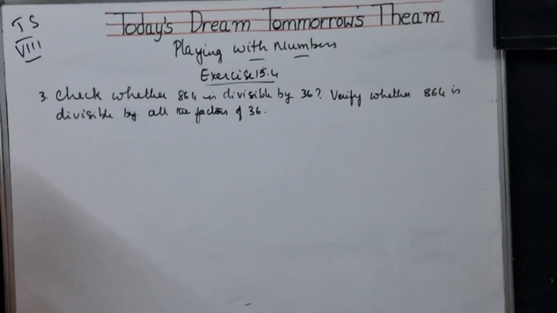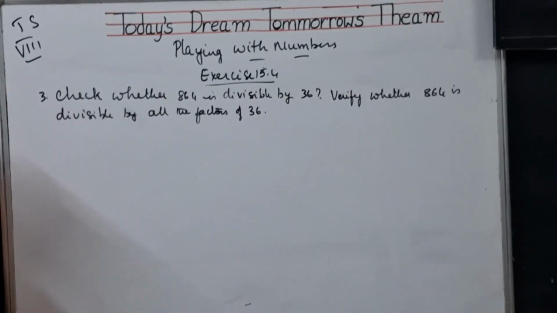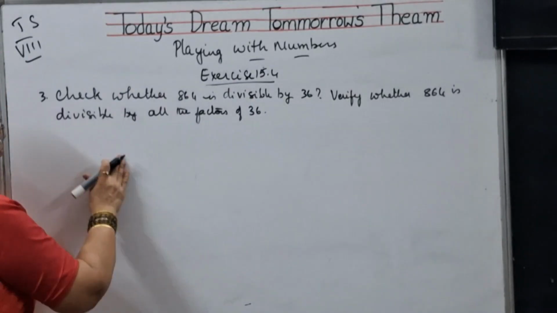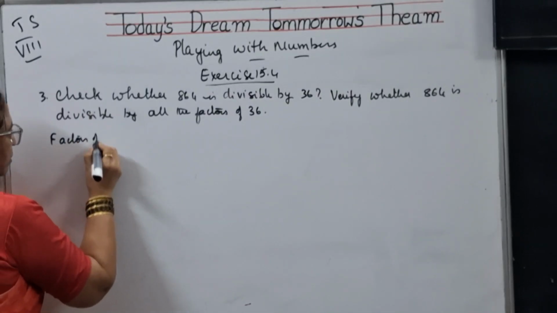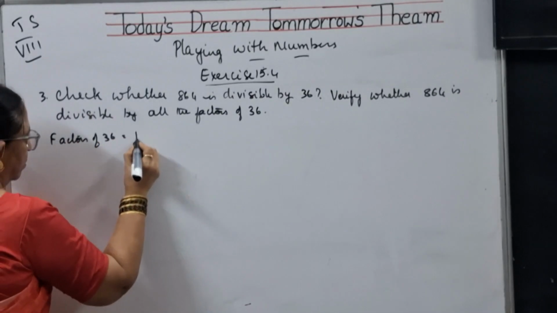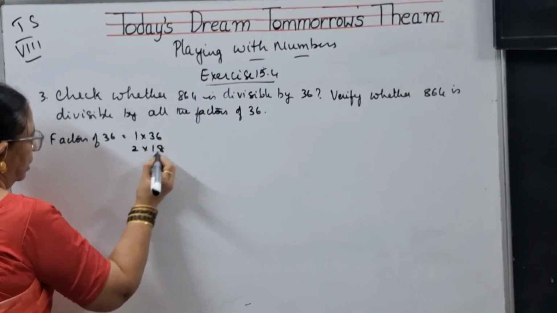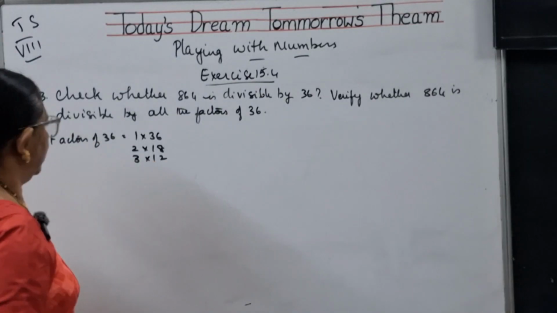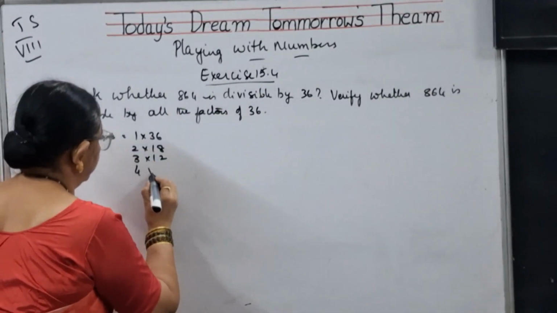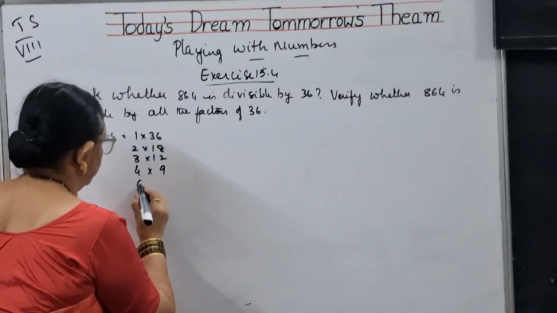This sum, children: check whether 864 is divisible by 36. Verify whether 864 is divisible by all the factors of 36. First, let me write the factors of 36. 1 into 36, 2 into 18, 3 into 12, and 4 into 9, 6 into 6.